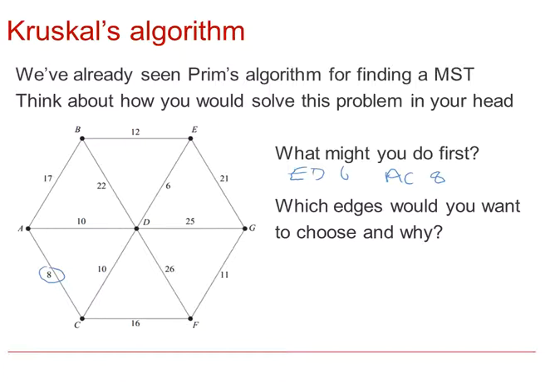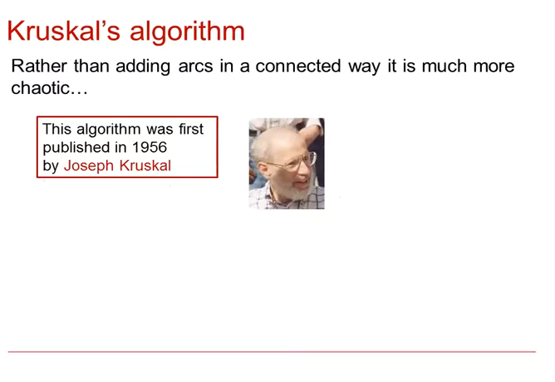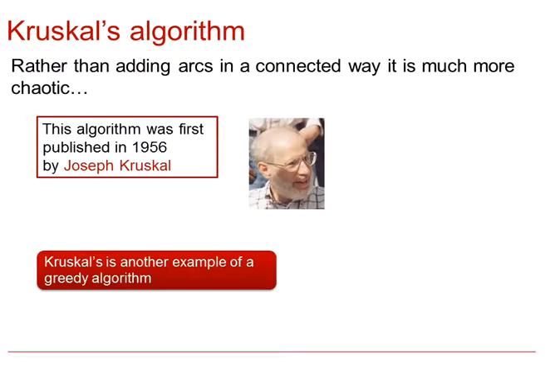So you can see that this jumps around the network and doesn't necessarily build the MST in the same organized, connected way that Prim's algorithm did. So although Kruskal's algorithm will find an MST of the same minimum weight as Prim's, rather than adding arcs in a connected way, it is much more chaotic. This algorithm was first published in 1956 by Joseph Kruskal. It is another example of a greedy algorithm.